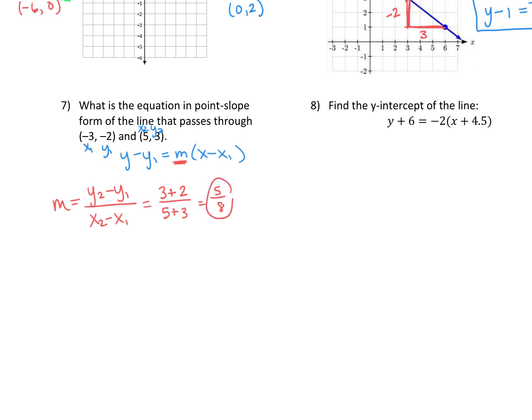So we have our slope, we have our x1, y1, and now we're just going to plug this into point slope form. So y minus y1 is a negative 2, so minus a negative 2 turns into plus 2, equals m, our slope is 5/8, times x minus x1, which is a negative 3, so minus a negative 3 turns into plus 3, and there's point slope form.